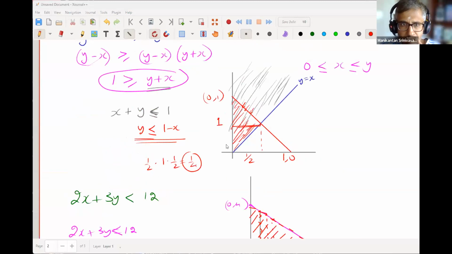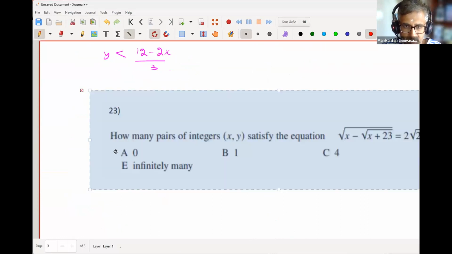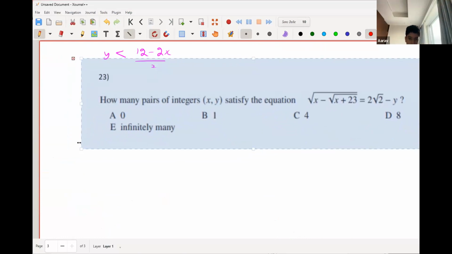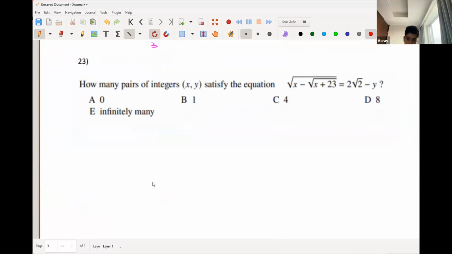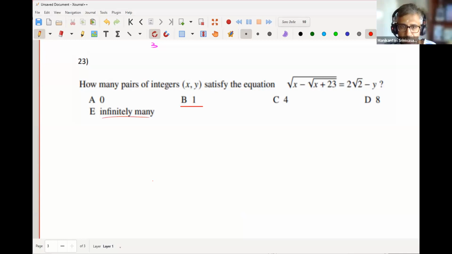So this was question 22. 23. Someone said in the 20s, they were able to do one question. I forget who that was. Yes. So for this one, I got B1. One solution. Okay. All right. Anyone else? Sir, I don't remember, but I think I got E, infinitely many. Infinitely many. Okay. All right. Anyone else?